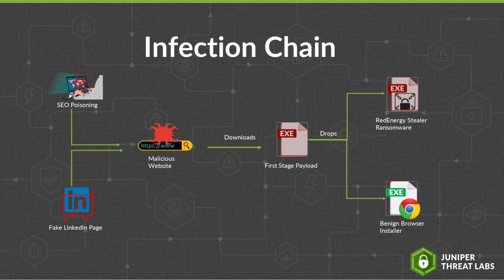The infection begins through either SEO poisoning or a fake LinkedIn page, both of which direct victims to a malicious website. Users are lured to download what appears to be a browser update, with options to choose from 4 different browsers. However, these links ultimately lead to the first stage payload. Upon execution of this executable by the user, it proceeds to drop and execute 2 distinct files. One is a harmless browser executable, while the other is the RedEnergy malware.